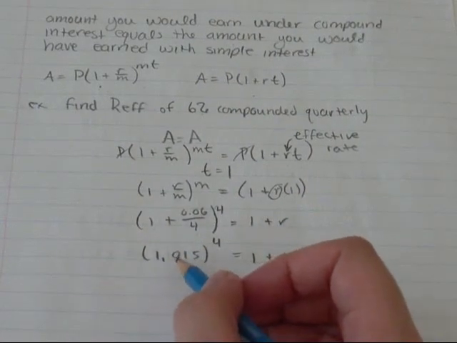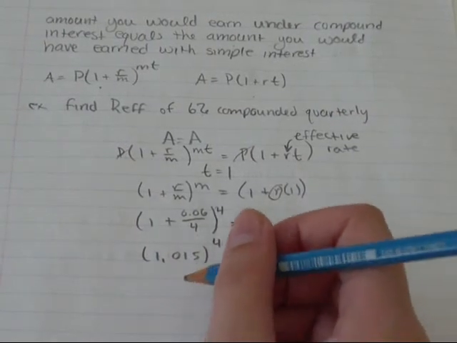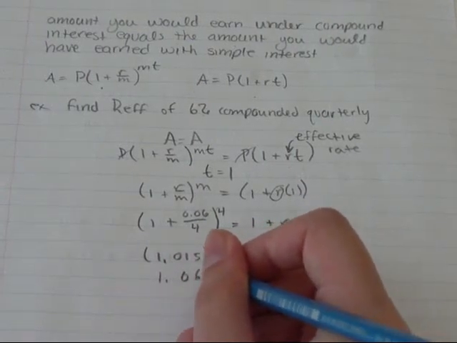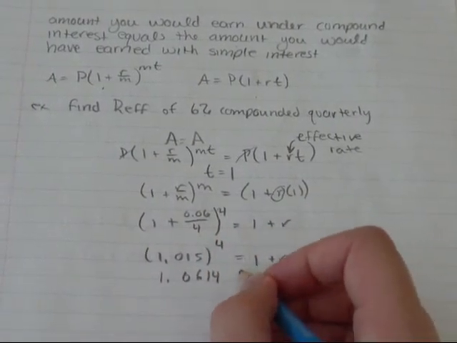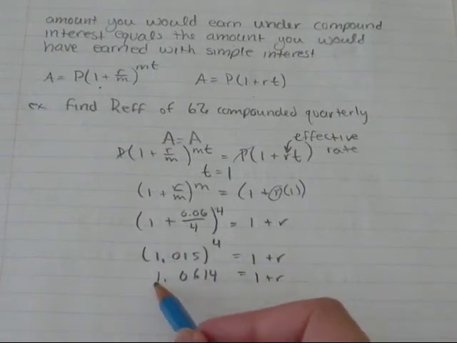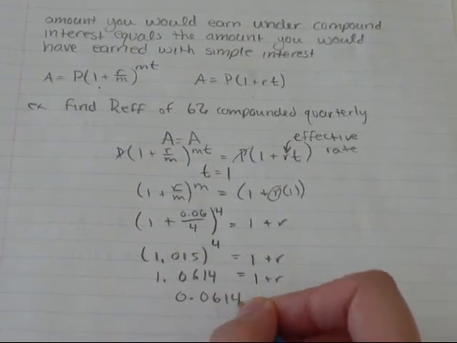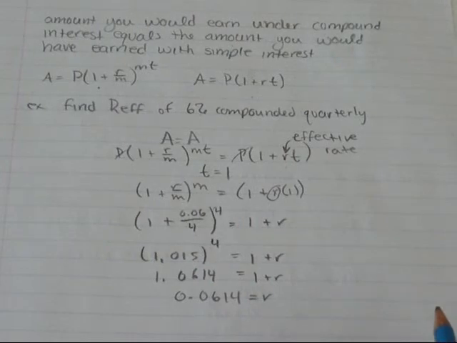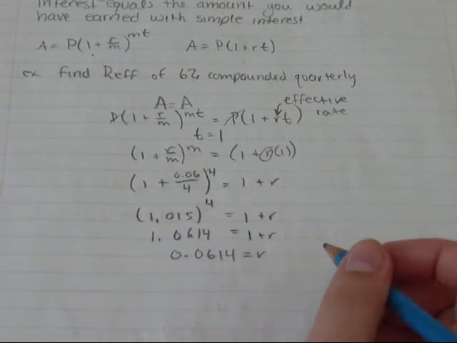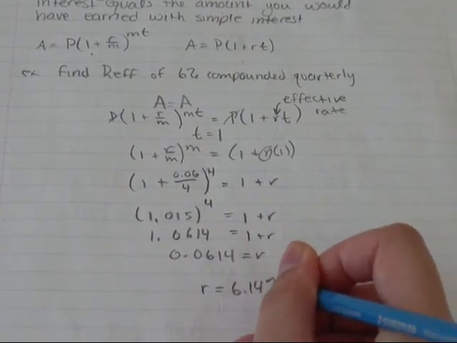So 1.015 to the power of 4 equals 1.0614, and that equals 1 plus R. I'm going to subtract 1 from both sides, so I'm going to get 0.0614 equals R, and I'm going to change that to a percent, so times it by 100, and I'm going to get R equals 6.14%.